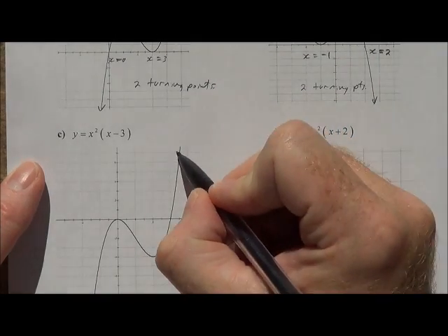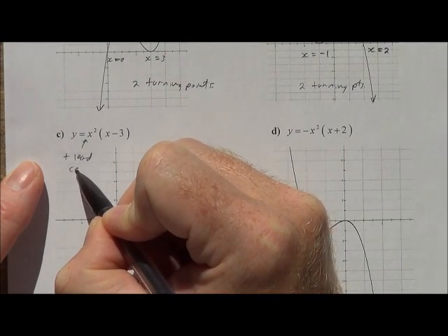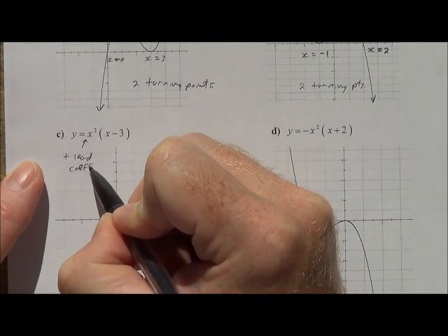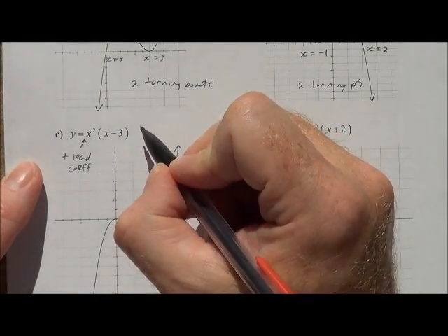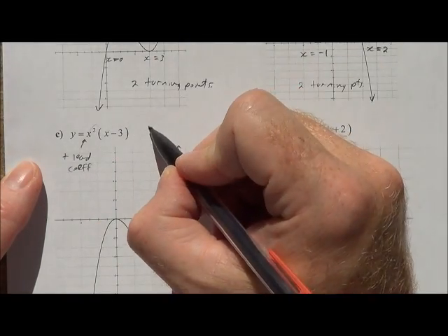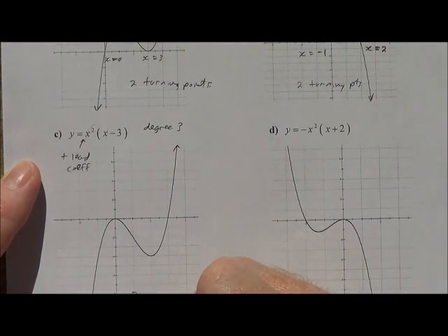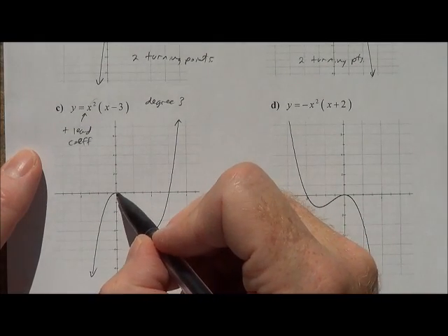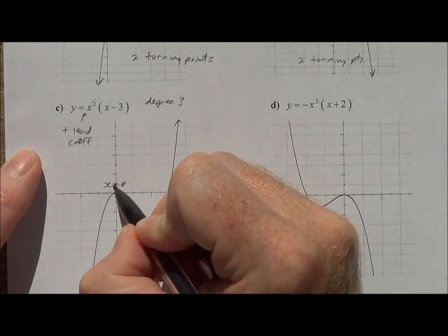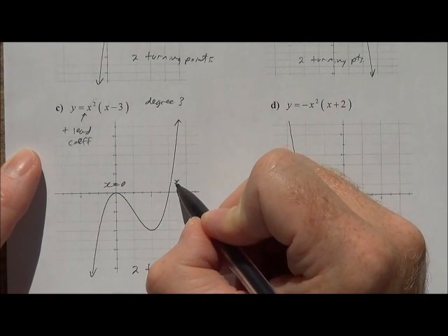For C, positive lead coefficient, which means generally from left to right the graph is increasing. It is degree, there's 2 and there's one more here, so there's degree 3. There are 2 turning points. And we've got a 0 at x equals 0 and a 0 at x equals 3.